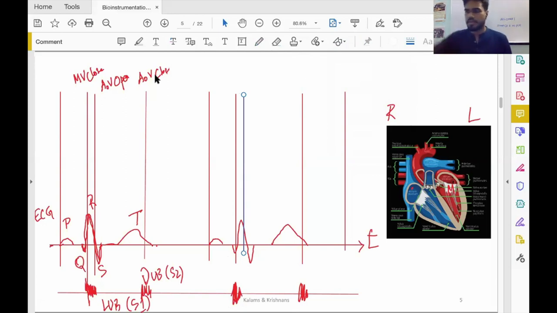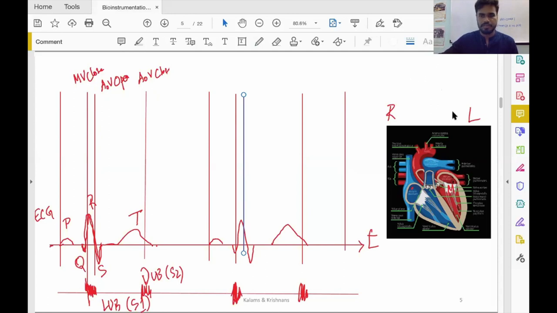And where does the mitral valve open? Yeah, we'll take that. Okay, are you with me till the aortic valve opening that I just added here? Okay, great.